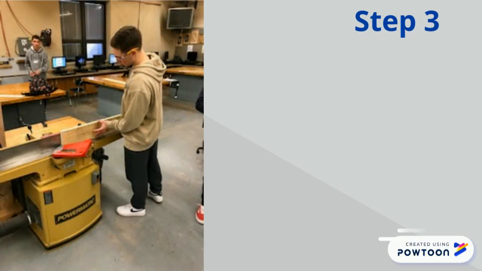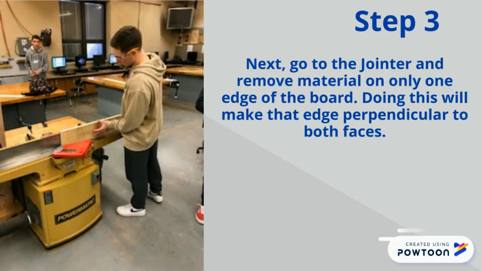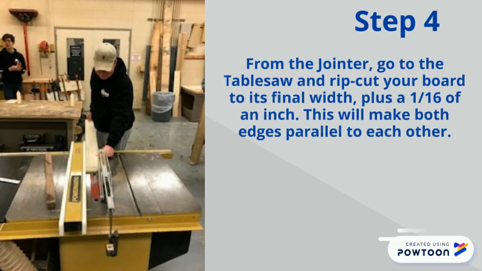For step 3, go to the joiner and remove material on only one edge of the board. Doing this will make that edge perpendicular to both faces. From the joiner, go to the table saw and rip cut your board to its final width, adding a 1/16 of an inch. This will make both edges of your board parallel to one another.